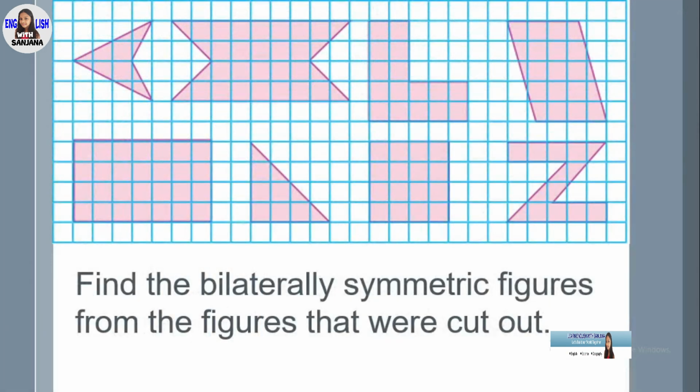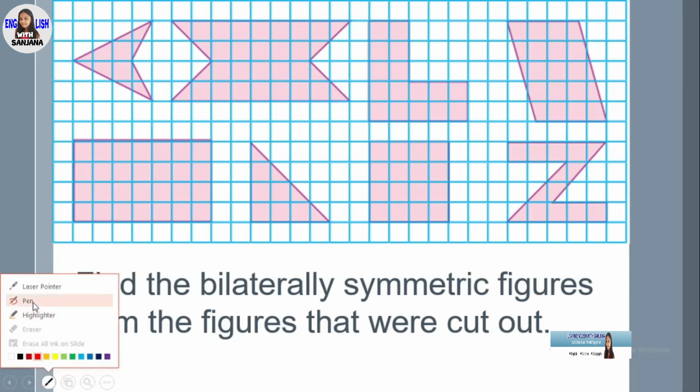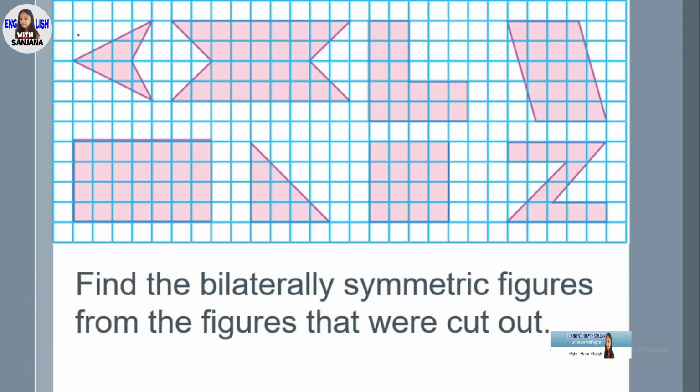Find the bilateral symmetry figures from the figures that were cut out. Okay friends, now let's do the first figure. When we draw a line segment from this point to this point, then the two parts coincide. But if we draw a line segment from this point to this point, then the two parts won't coincide. So this is a bilateral symmetry figure.